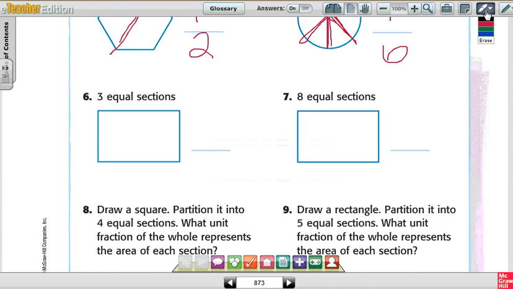And then number 3, 6 equal sections. What's my unit fraction? 1/3. Now 7, it's 8 equal sections. I'm going to make 4 of them right here. 1, 2, 3, and that's 4. And then how do I make 8 again? A straight line, horizontal, like this. And what would be my unit fraction there for number 7? 1/8.